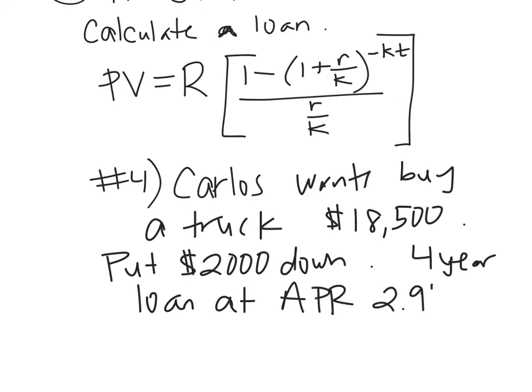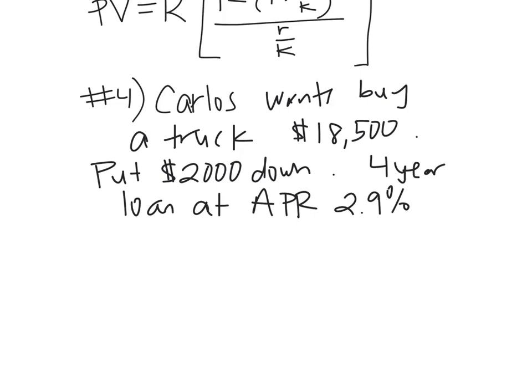Did you ever hear that on commercials? APR, annual interest rate, annual percent rate. So Carlos wants to buy a truck. $18,500, he's going to put $2,000 down, 4-year loan at an APR of 2.9%. How much will his monthly payments be?